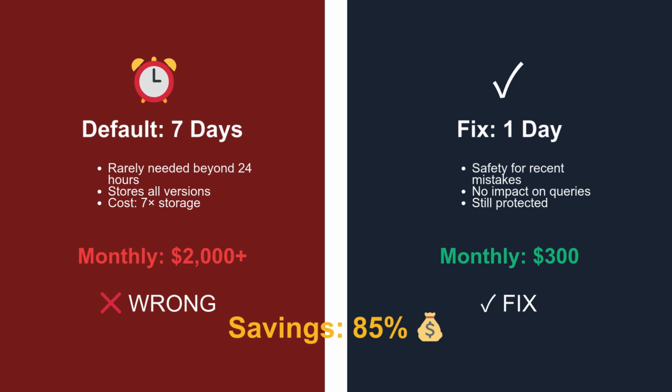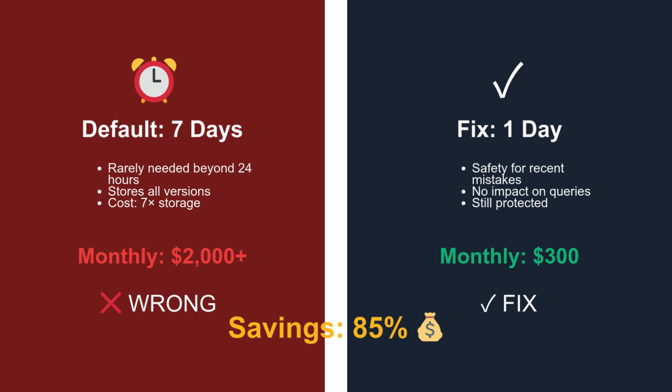Here's trick 1. Time travel window jail. By default, BigQuery keeps 7 days of time travel history. Every version of every row is stored. If you delete data by mistake, you can undo it. That's nice. I like having an undo button. But here's the trap. Most teams never use time travel beyond 24 hours, yet you're paying for 7 days of storage every single month, forever.